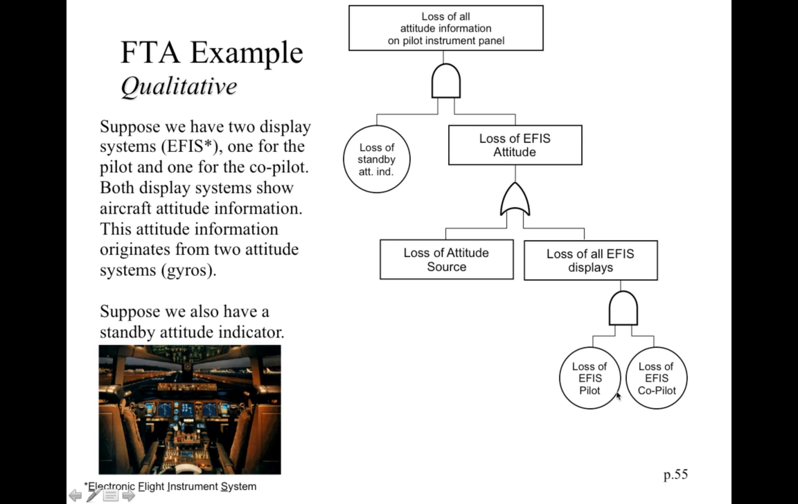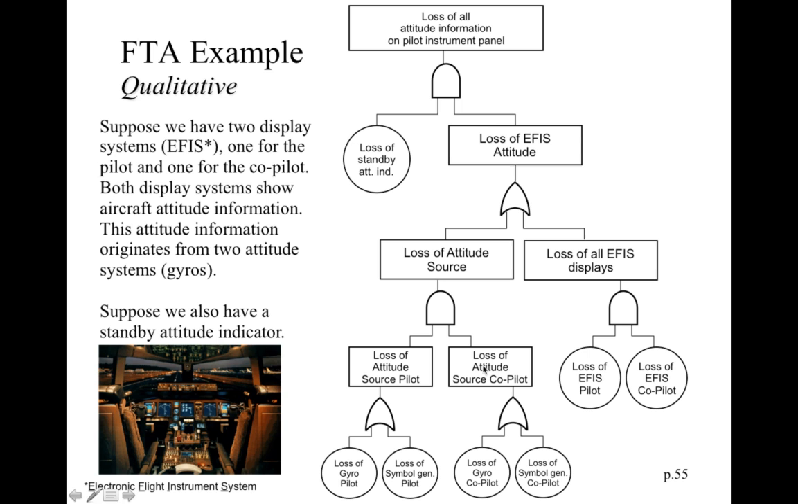Again, at this point you see we have reached a level of detail and we don't want to break it down any further. So this is an important decision you need to make in a fault tree. It's how much detail you're going to put in here. Because you can imagine you could potentially go even further into the causes of the actual specific EFIS breaking down. So when it regards to attitude source, it means that again you can lose the attitude source of the pilot, lose the attitude source of the co-pilot, and I broke this down into either you're losing the gyro or you lose the symbol generator for both the pilot side and co-pilot side.